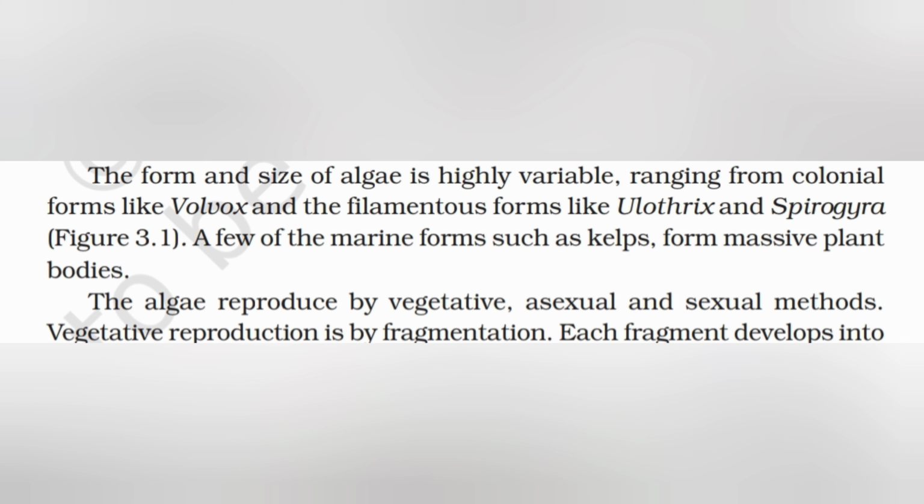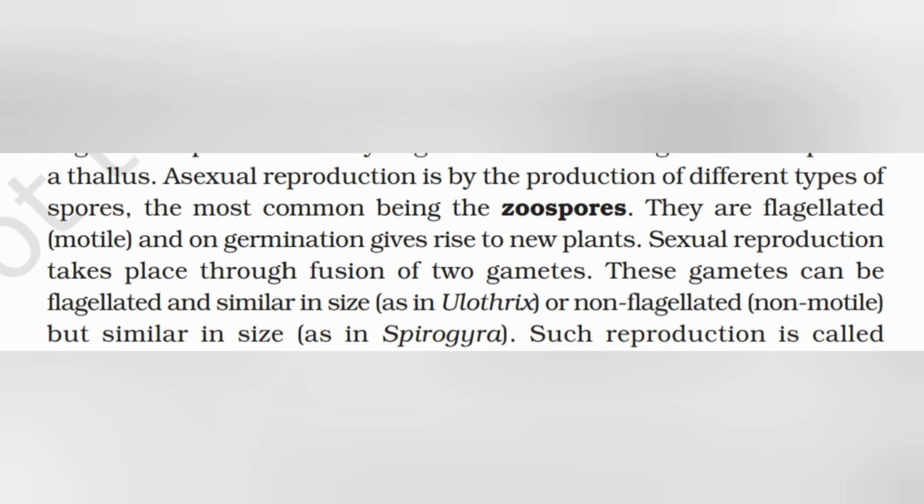The algae reproduce by vegetative, asexual and sexual methods. Vegetative reproduction is by fragmentation. Each fragment develops into a thallus. Asexual reproduction is by production of different types of spores. The most common is the zoospore. They are flagellated, hence motile, and on germination give rise to new plants.